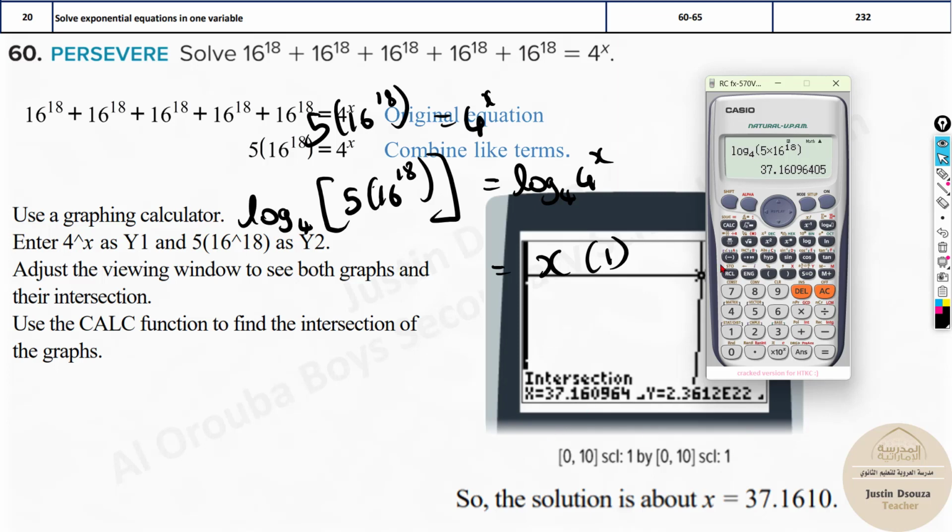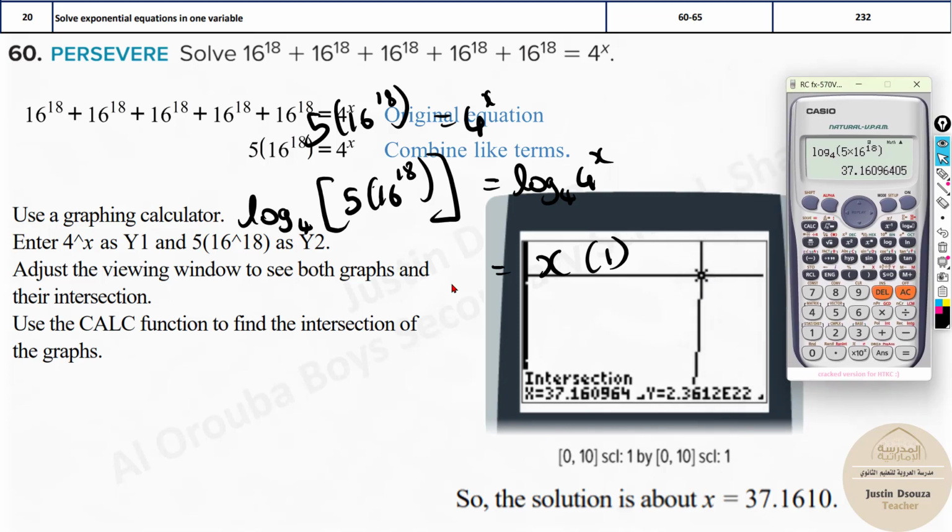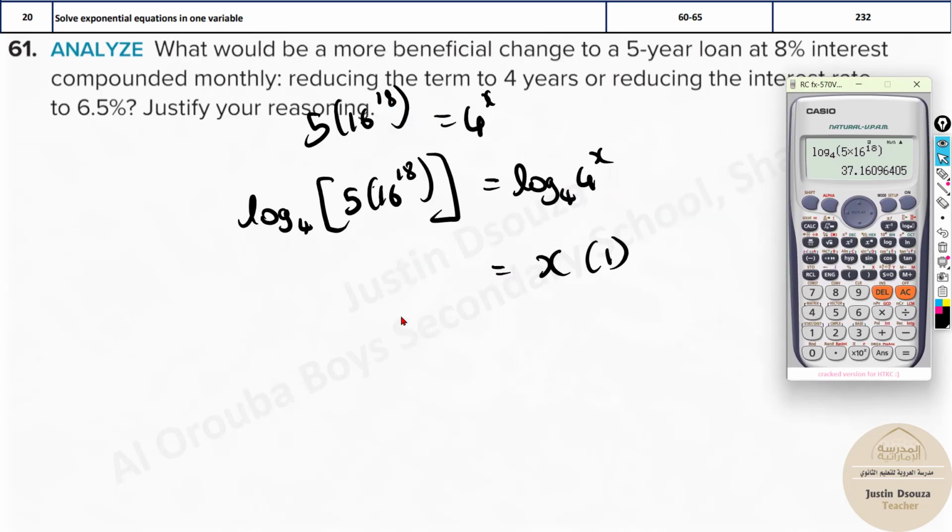If you have a graphing calculator, then you'll directly get the answer as well. But since you don't have one, we can use this. If you don't have one, sorry.